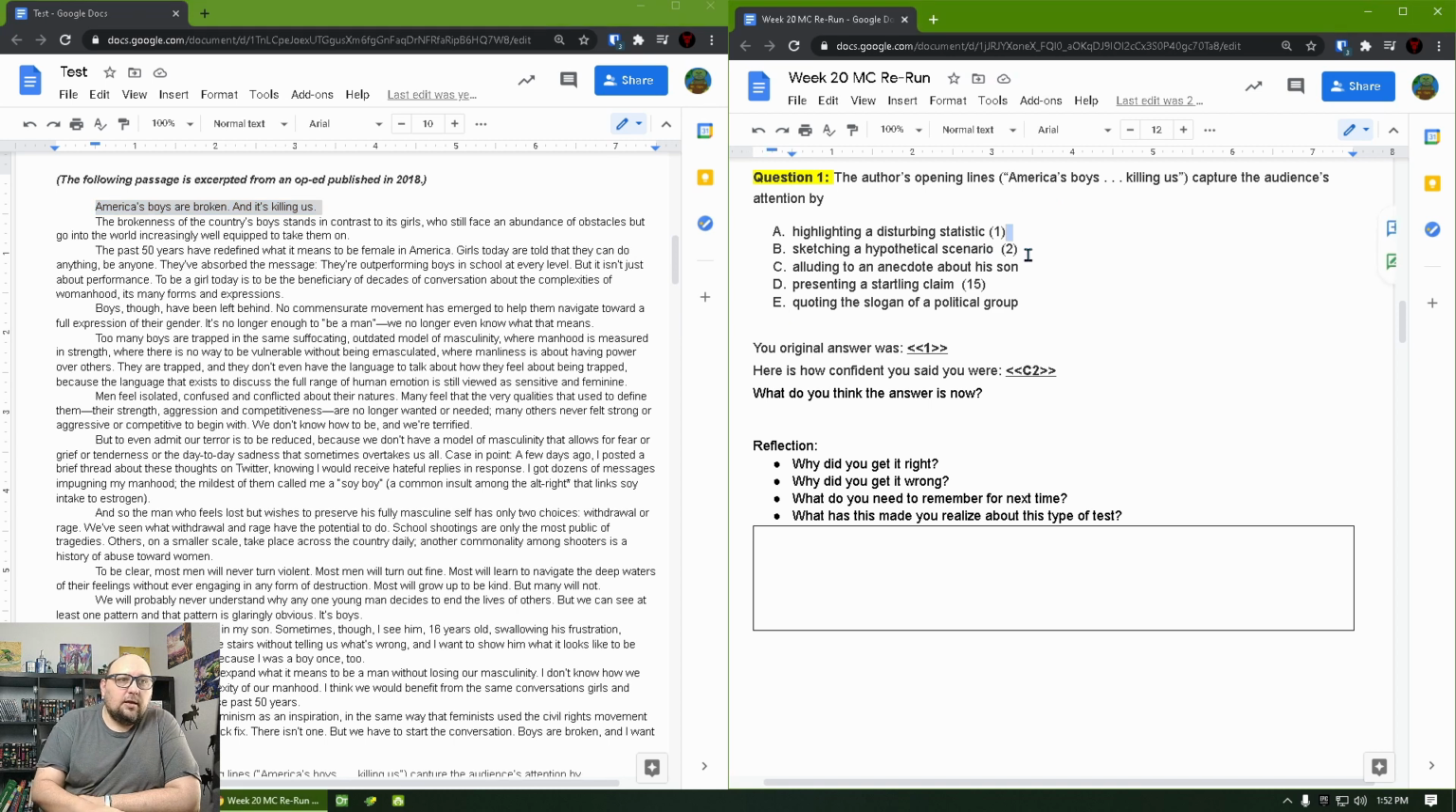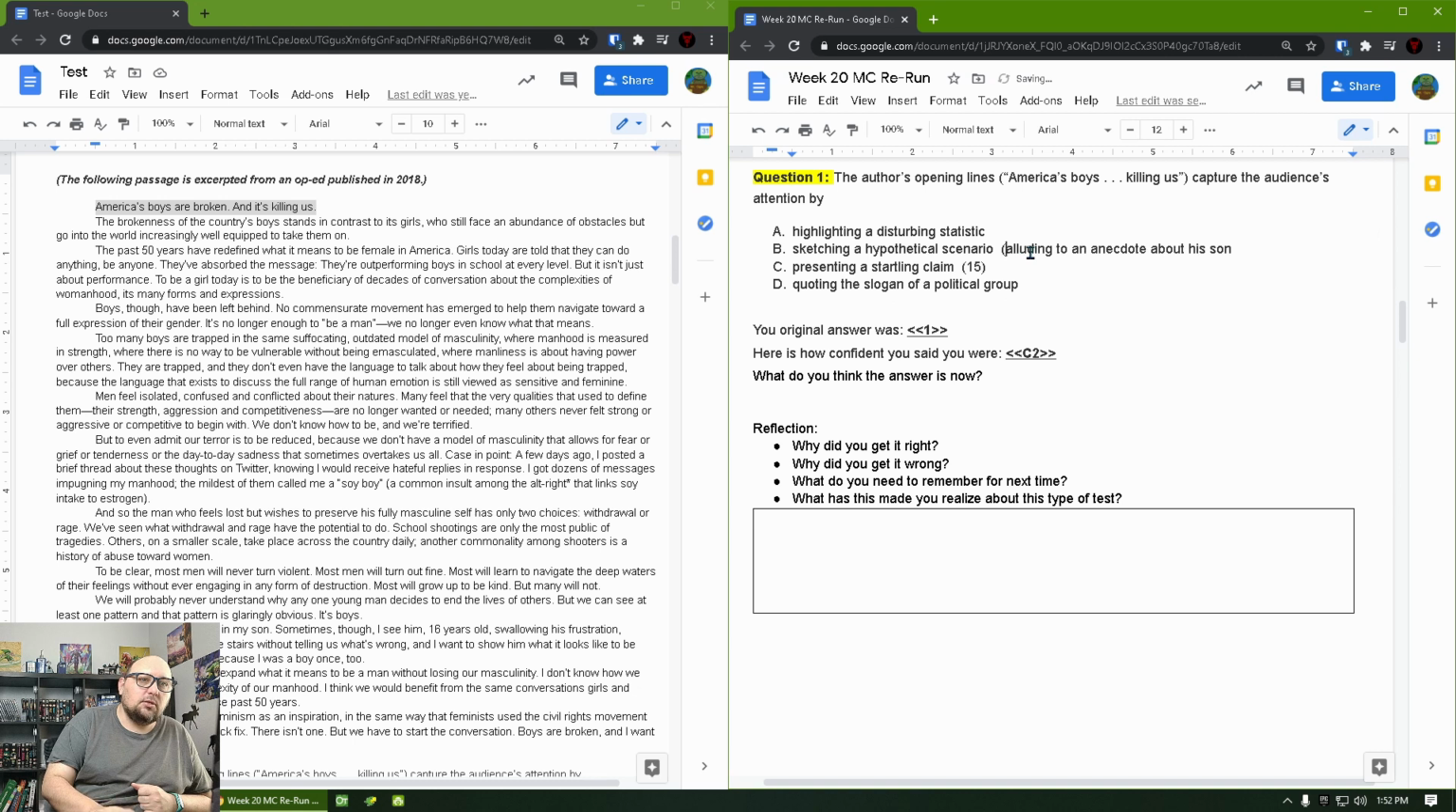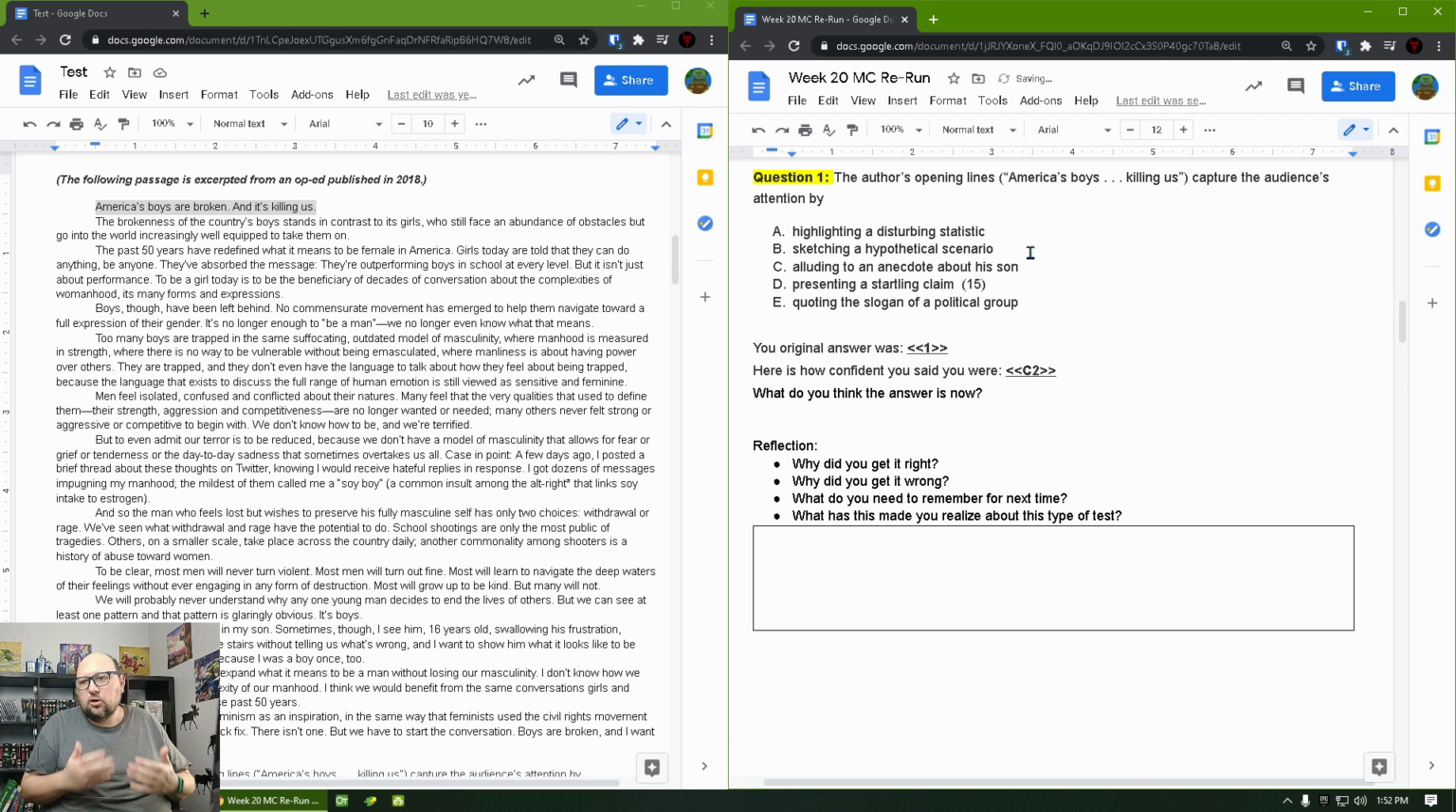1 person put highlighting a disturbing statistic. Again, if you look at just this sentence right here, and only look there, because that's the only place the question's asking about, there is no statistic there, so that one's wrong. 2 people picked sketching a hypothetical scenario. Hypothetical is a what if, it could, it might. And if you look just at the part that's highlighted, America's boys are broken, and it is killing us. That's not hypothetical. It's not a what if. It's not a maybe. A hypothetical scenario would be like, and it might kill us, or if we're not careful, it could kill us. Those would be hypotheticals. It isn't that. So the vast majority of you got this right. You got the answer as D.